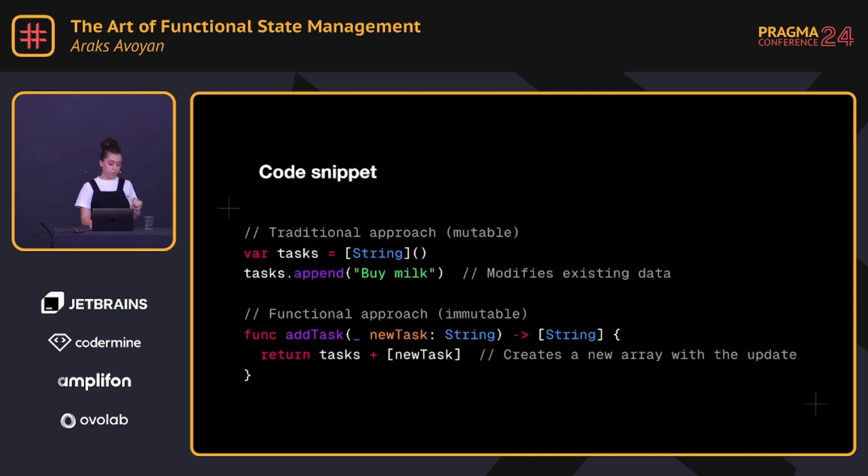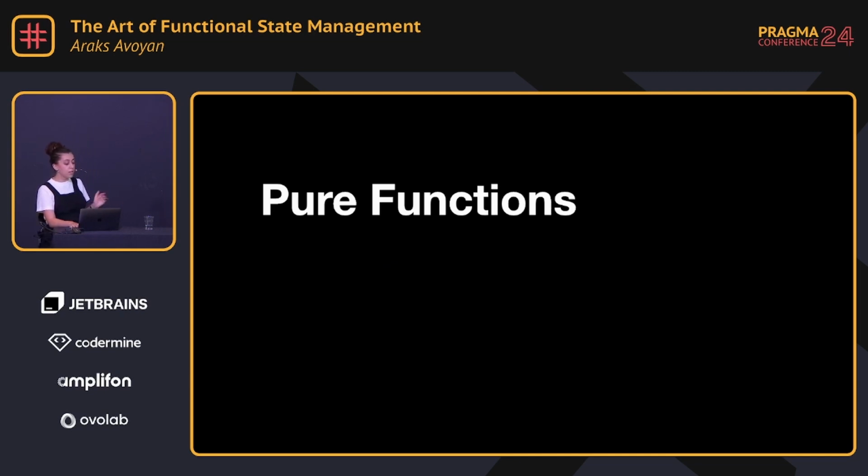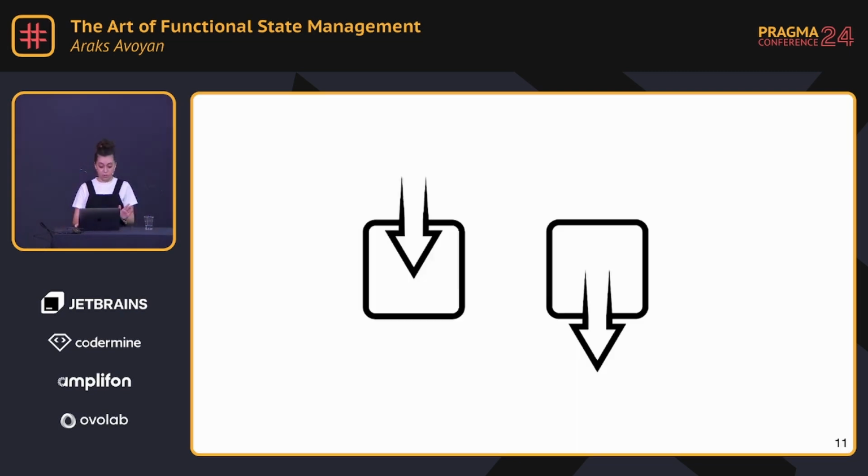Here's a simple example. In the traditional approach, we directly modify the tasks array, and in the functional approach, the addTask function creates a new array with the updated data, leaving the original tasks array untouched. Another key concept is pure functions. These functions always produce the same output for a given input without any side effects. They don't modify global state or interact with external resources. This makes them predictable and easier to test.